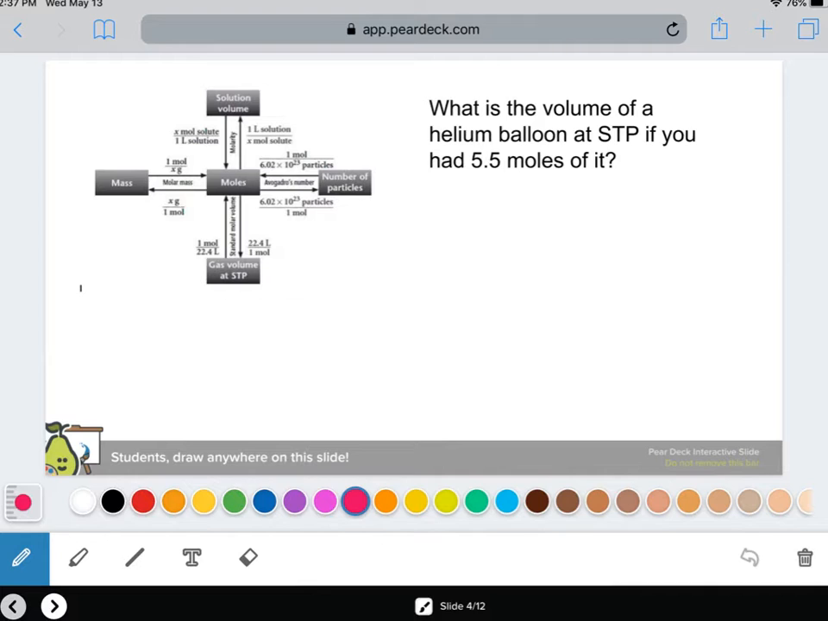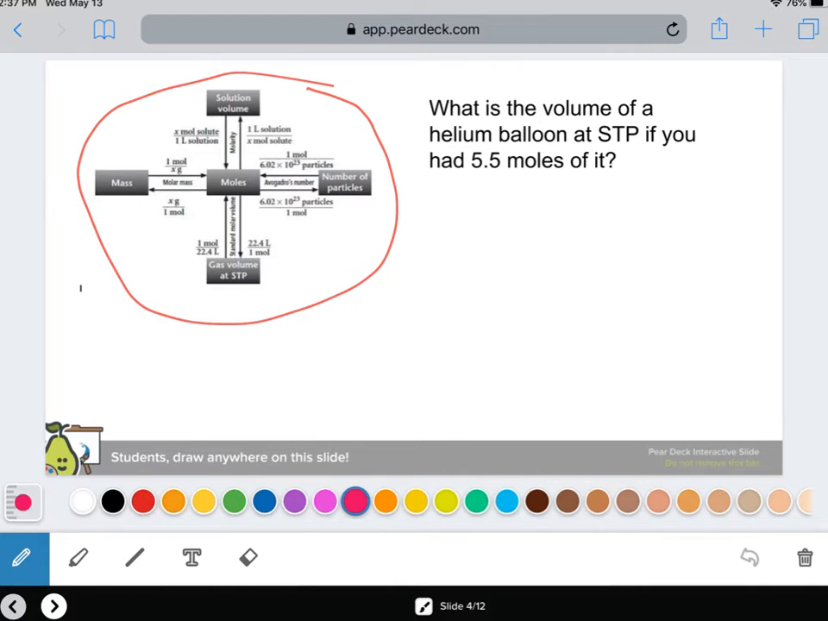So on your pair deck, hopefully you have been at least able to look at some of these problems, and we're going to start off with looking at our mole map, right? So our mole map is right here. These are all the different ways that we know to get to moles. That's really important in a Stoich problem, to be able to get to moles.